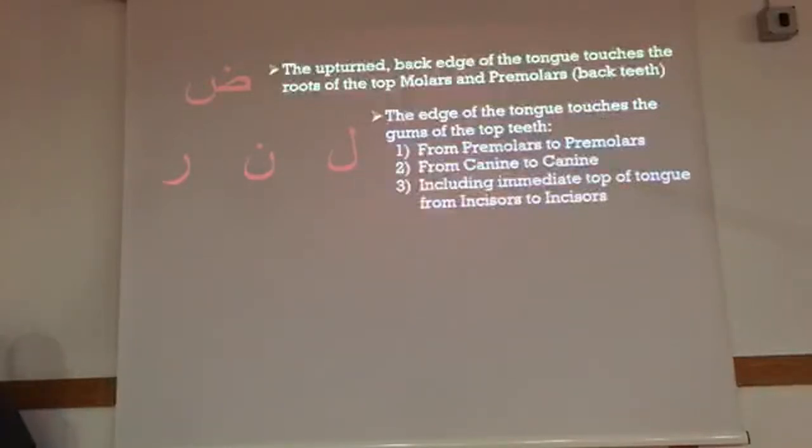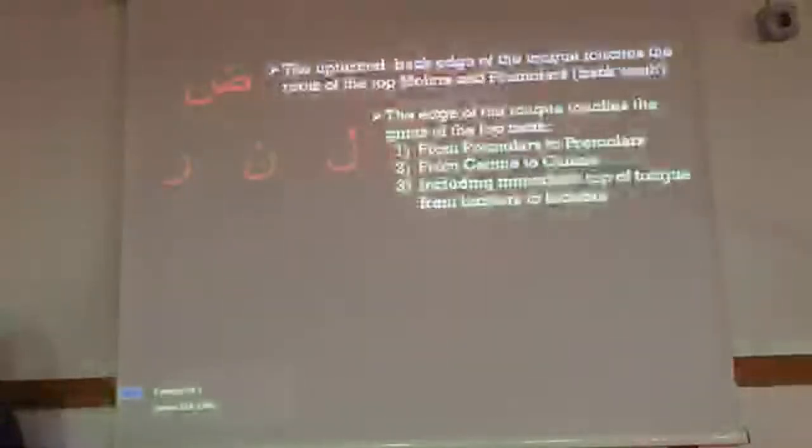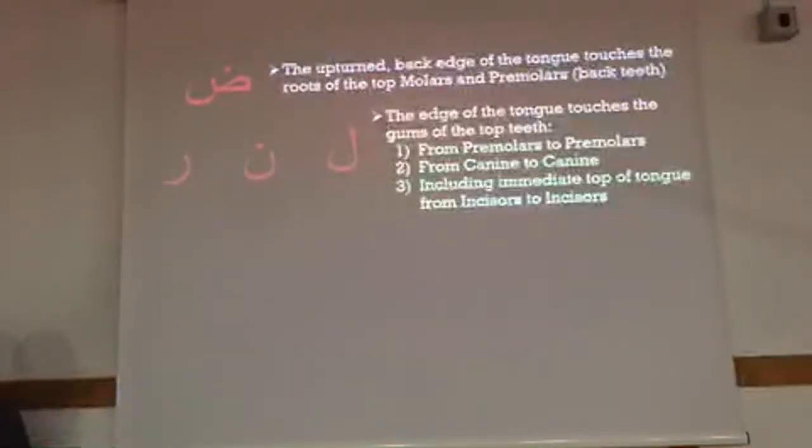The top teeth. So these three letters, we are dealing with the top teeth. We're not going to be using the bottom teeth at all. So for lam, the tongue is fairly flat when you're saying lam. It's touching all the sides of the tongue, the edges of the tongue are touching the premolars to the premolars. So all of the top teeth, the tongue is going to be touching when you say the letter lam. Say with me, lam. You can feel the tongue is fairly flat. Lam. Again.